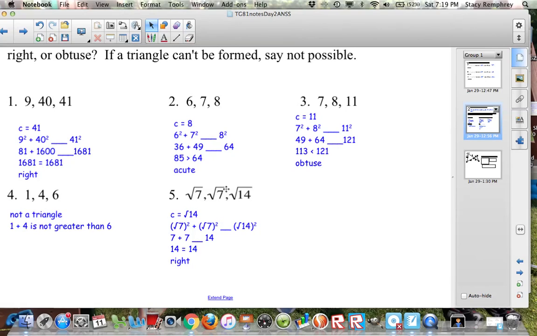Over here, if you get confused in number 5, how am I going to know which one's the longest? Plug them into your calculator, and you can see the decimal equivalent so that you can compare them. I also know the square root of 9 is 3, so the square root of 7 has to be less than 3. And because this is 14 and the square root of 9 is 3, this has to be greater than 3. So I can kind of estimate them. Then I did my work there, and I got them equal, so it's right.